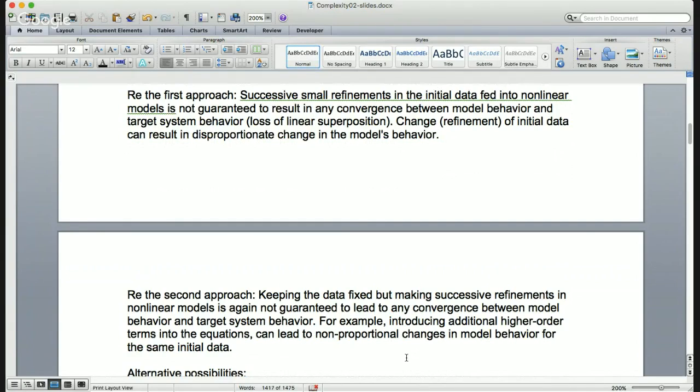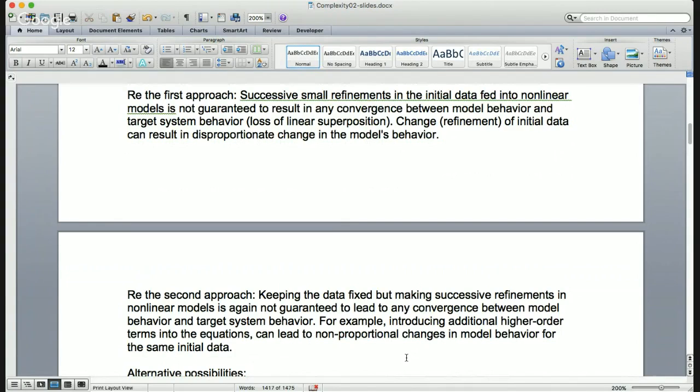As I talked about in the last session, due to the loss of linear superposition, any small refinement counts in this complex modeling as, in fact, a perturbation. Any small refinement in initial data can lead to non-proportional changes in model behaviors, rendering the piecemeal approximation or the incremental convergence strategy ineffective as a means for confirming the model.